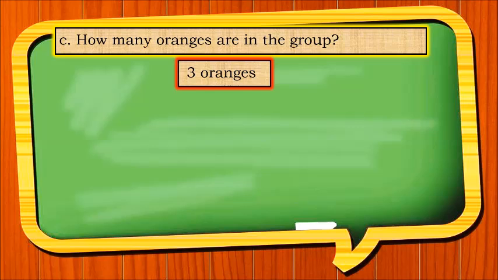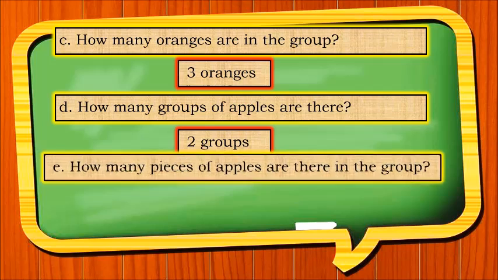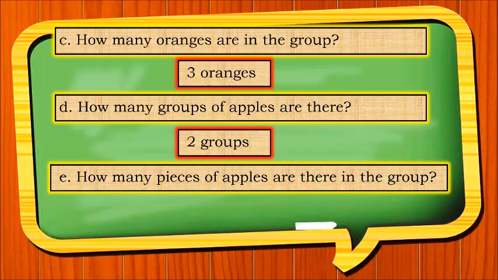1, 2, 3. Next, how many groups of apples are there? We are referring to groups. Yes, it has 2 groups. Next, how many pieces of apples are there in the group? Referring to pieces of apples in a group. Yes, bravo. We have 4 apples. Very good. Next question.